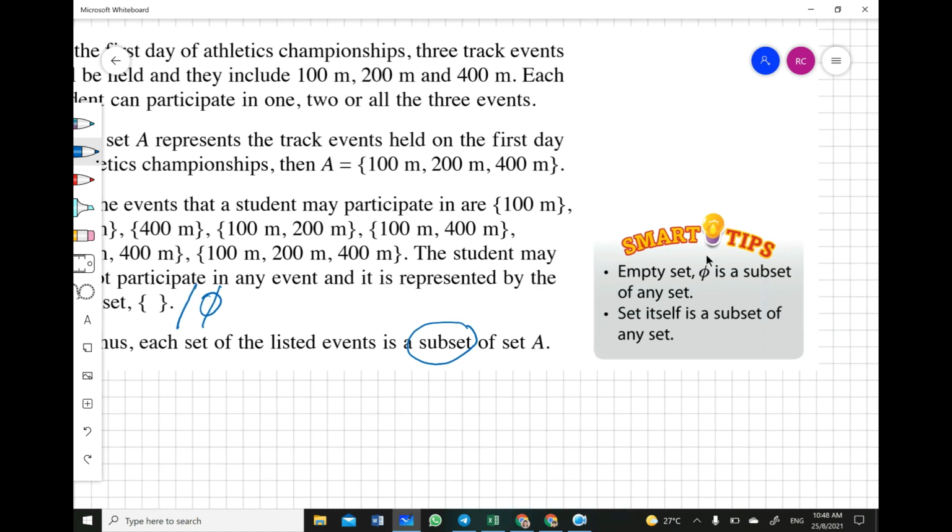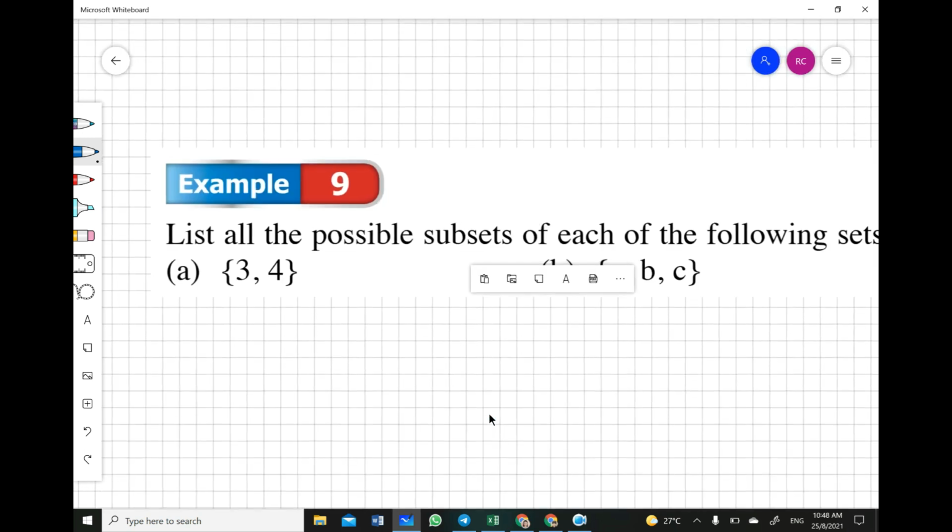The empty set is a subset of any set. The set itself is a subset of any set. Meaning, for example, for set A, the empty set means that there's no element in this set. It could be a subset for set A. And set A itself is also a subset of any set, so it can be set A too. Okay, now we look at an example here on how to solve the subset question.